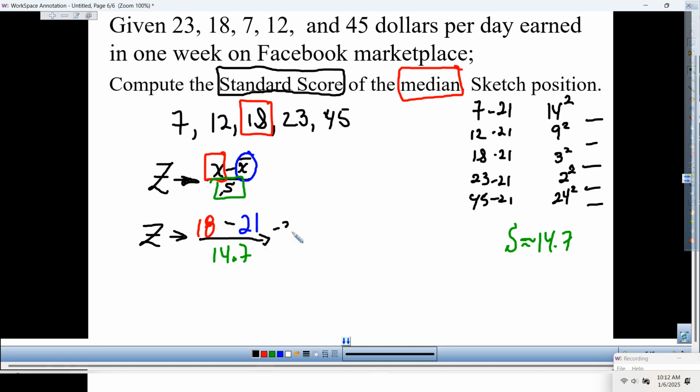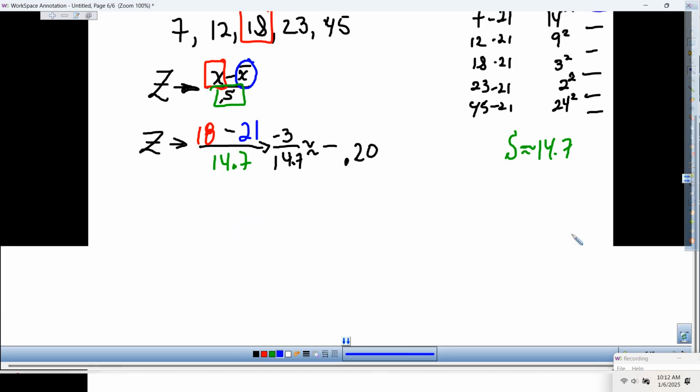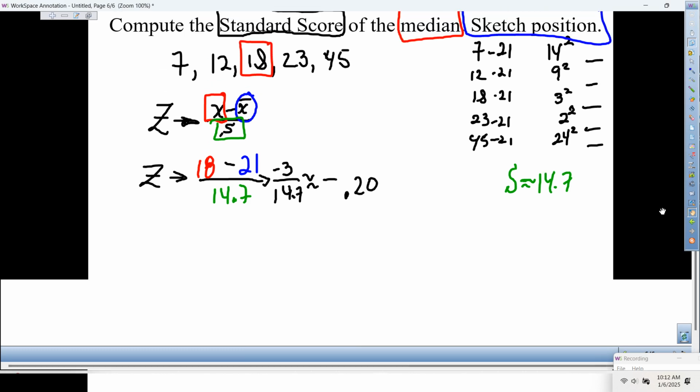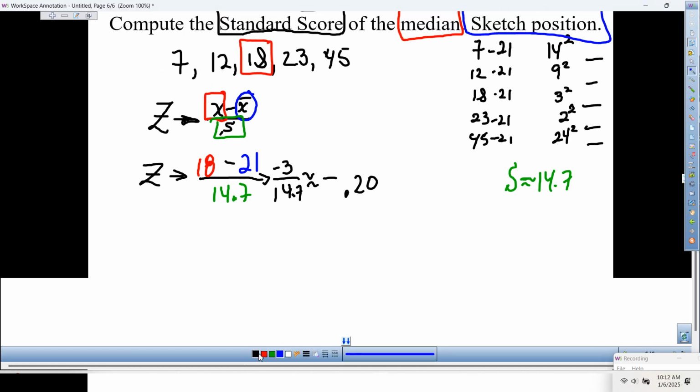All right, calculators calculate. We got negative 3 divided by 14.7, which is approximately negative what? Point what? Brandon, go. Negative 0.20. All right, are we done? No, Mr. Q, we need a bell curve. All right, so get a bell curve going.